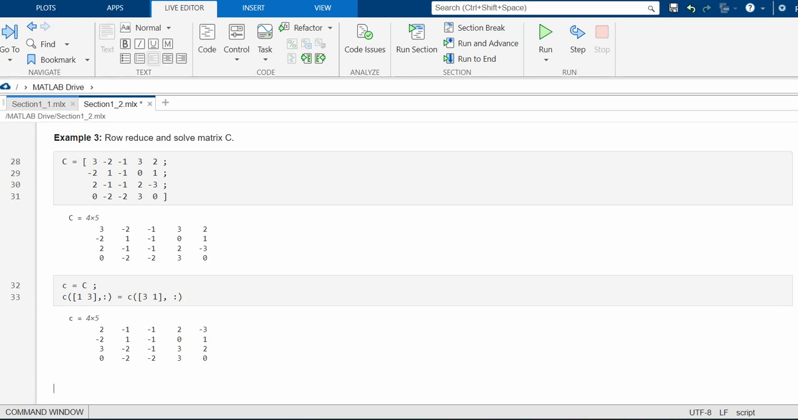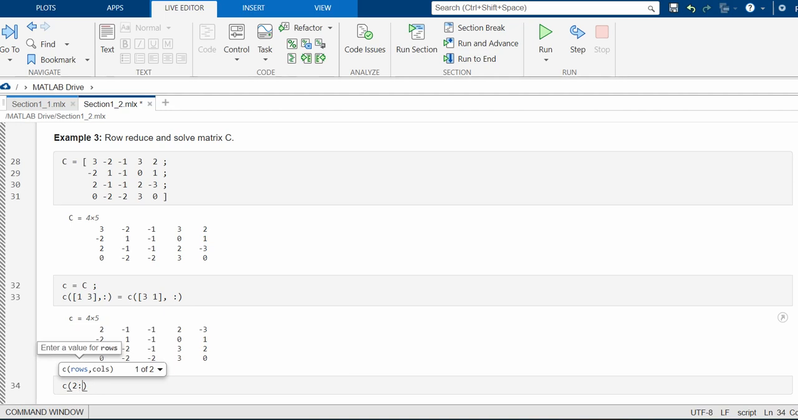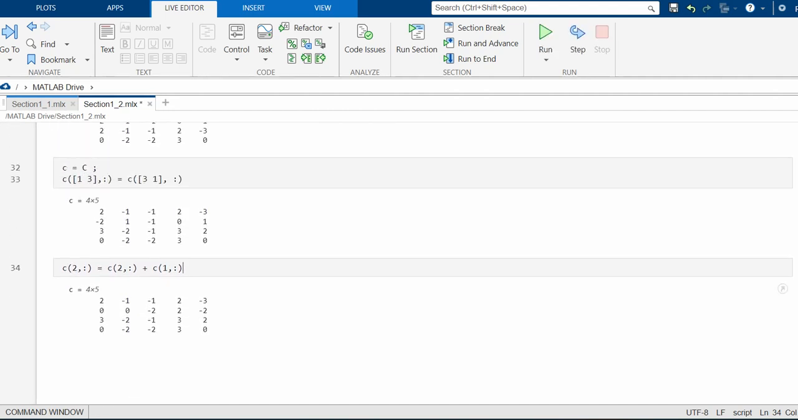Okay, and then what? So I want to add rows 1 and 2, and the sum will go into row 2. So I want the new second row to be equal to the old second row plus row 1. Boom. And that gets me a 0 below the 2, the first pivot.